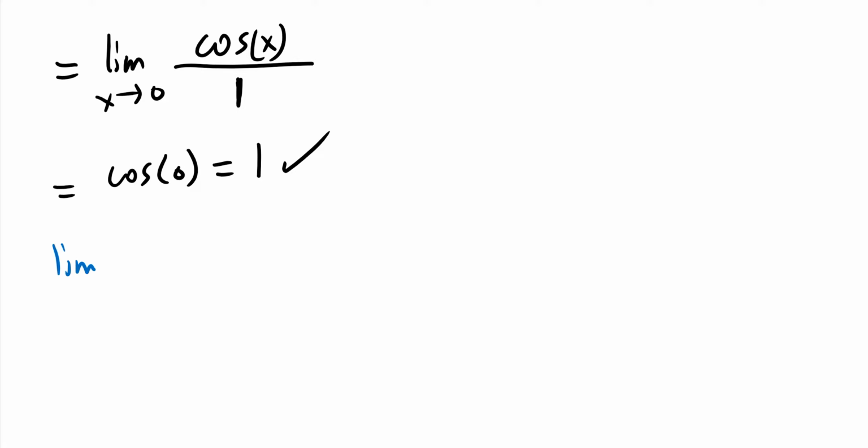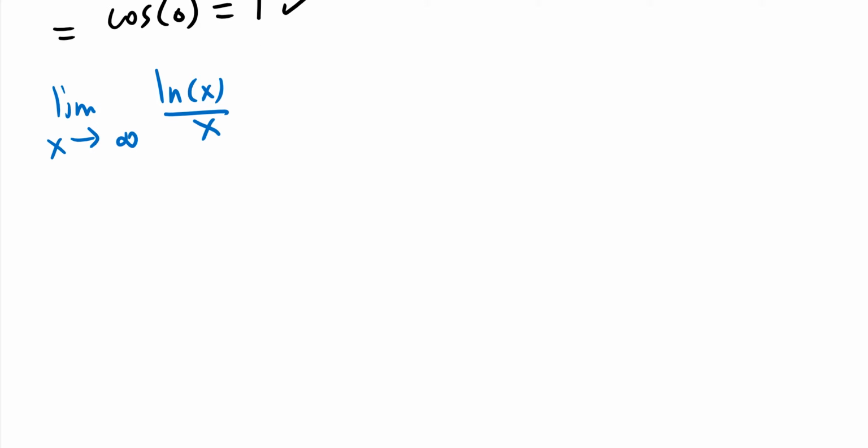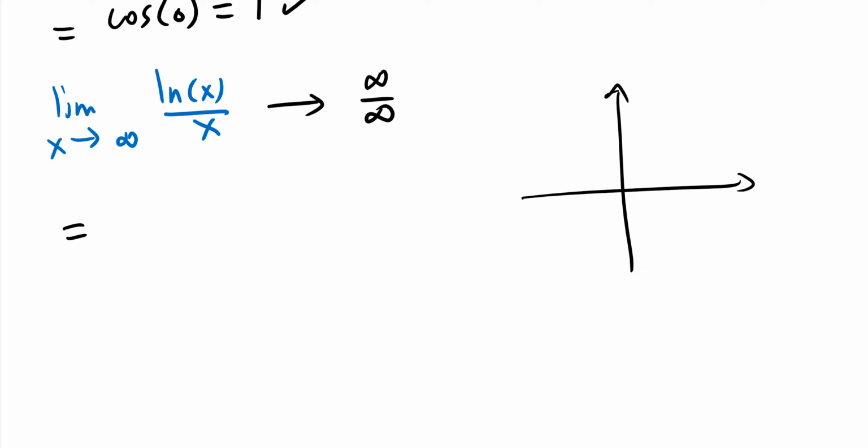What about if I take the limit as x approaches infinity of ln of x over x? Notice here the limit goes to infinity, not a number. So again, this will go to infinity over infinity because natural log of x goes this way. That's the graph. Graphing is important here.